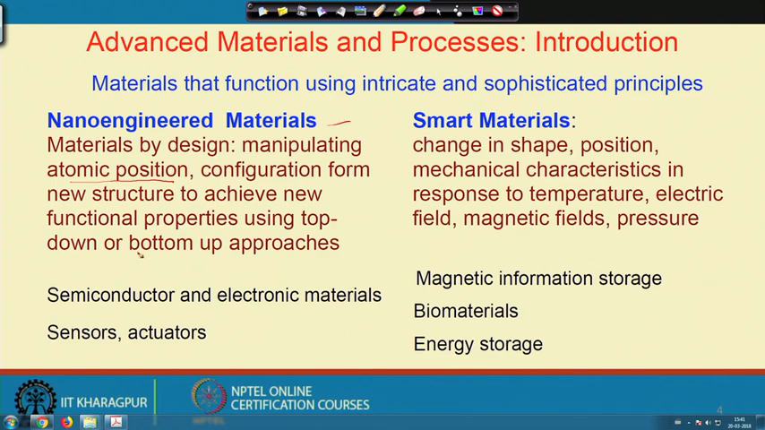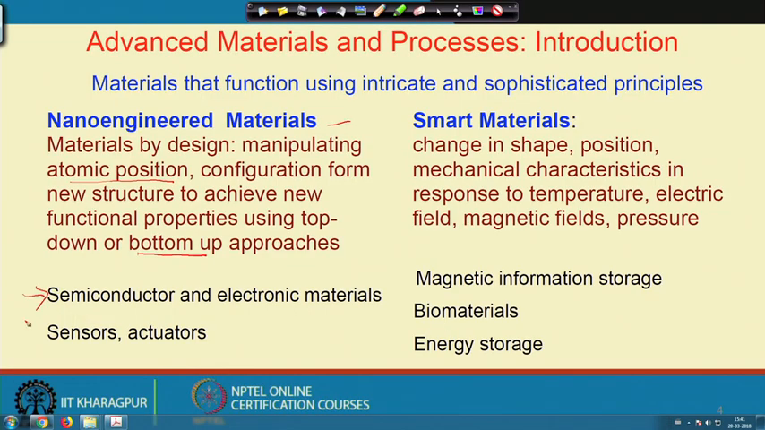Here, top down approaches means that we have a bulk material, and we keep on processing these alloys in order to tune the structure on the atomic scale. Whereas, bottom up approaches means that we start with an atom or molecule and keep on depositing on a substrate, making them grow to form a bulk solid. So, this is called the bottom up approach.